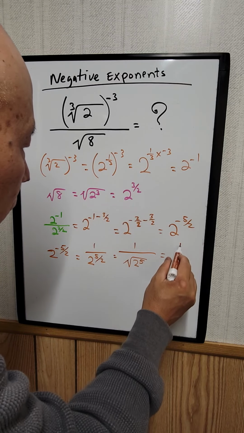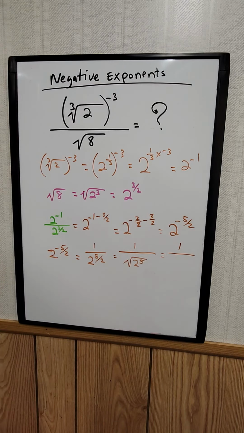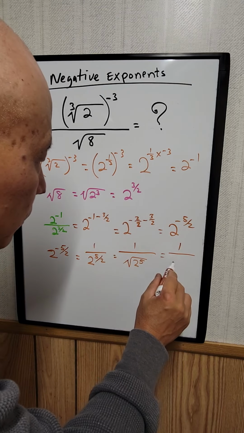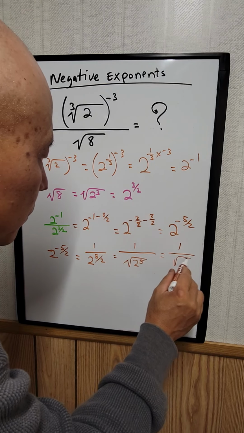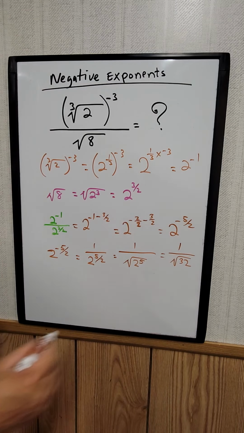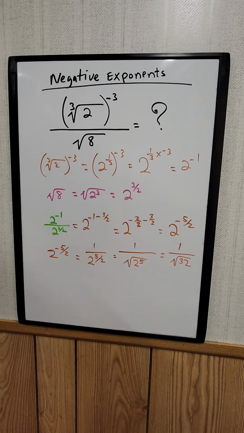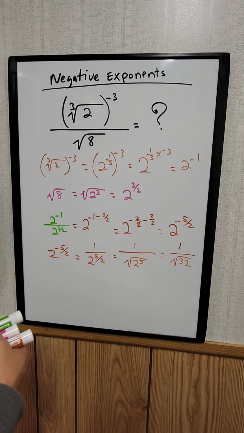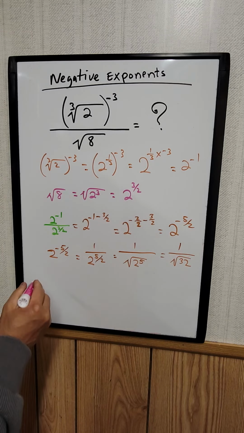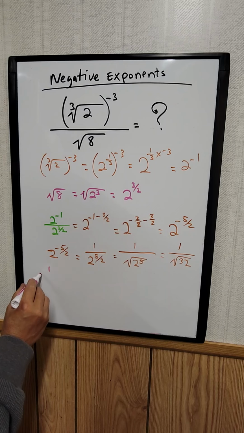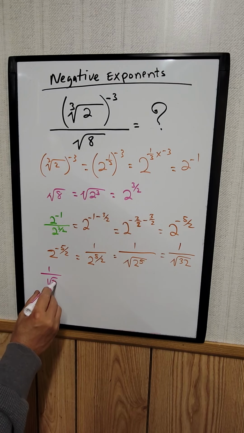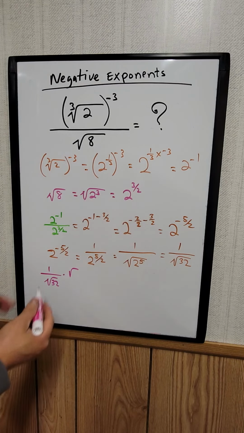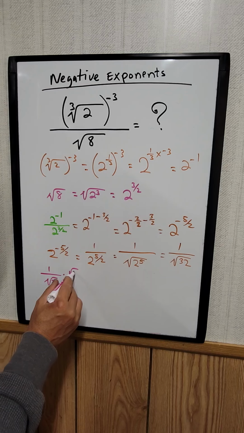So we can say 1 over, what is the square root of 2 to the 5th? 2 to the 5th is just 2 times 2 times 2, 5 times, which will be the square root of 32. Okay? Can we leave it in this form? No, we cannot leave a square root in the denominator. We have to rationalize that. So to rationalize that, we say 1 over the square root of 32 times, so we've got to multiply the square root of 32 on top and the bottom.